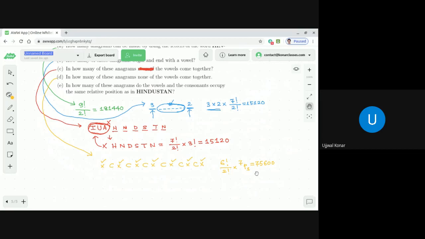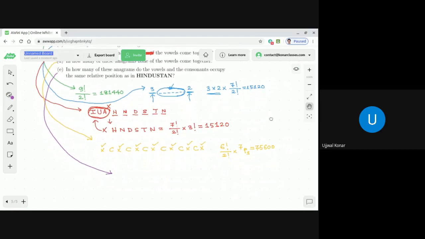What he says is that in that word Hindustan, okay, so let me explain the problem a little bit here. The question is how many of these arrangements of the vowels and consonants occupy the same relative position? So let's now look into Hindustan.